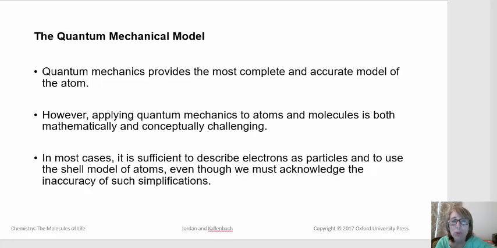It works for this level of chemistry, but if you go into any further chemistry class, you'll probably look into more detail at the quantum mechanics model, or at least parts of it.